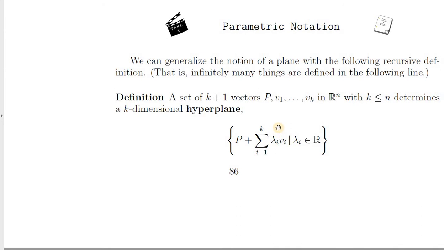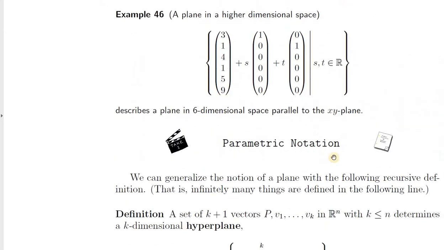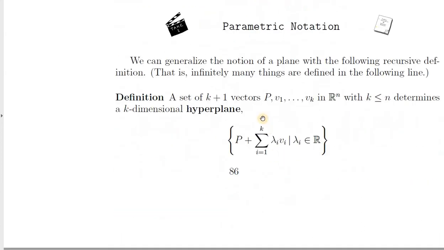Okay, so this is a straightforward generalization of how we did this plane and the line. 1 displacement, linear combination of direction vectors. Only in this case, we have more than 2. We have k direction vectors. So this would be a k-dimensional hyperplane. The dimension refers to the number of vectors in the linear combination.